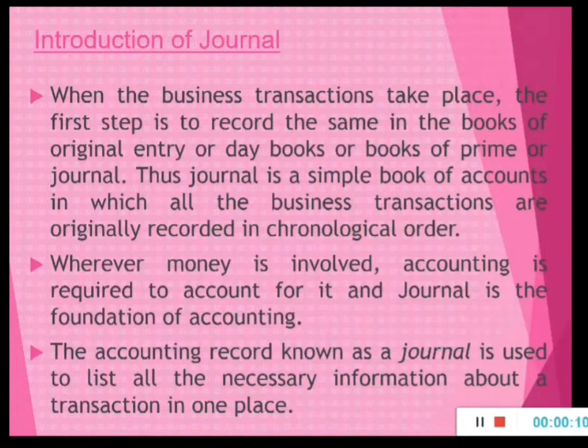In every business, when a business transaction takes place, we have to record that transaction in the books of original entry, or in a day book, or in a book of prime entry, or a journal. So we can say that this journal is a simple book of accounts in which all business transactions are originally recorded in chronological order. In a business, every transaction should be shown in the form of journal entries in the journal.